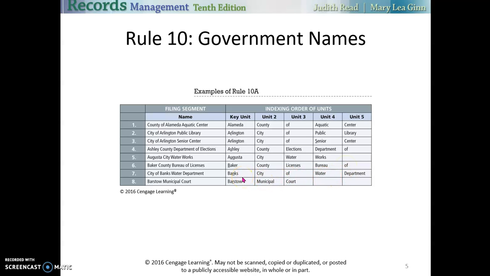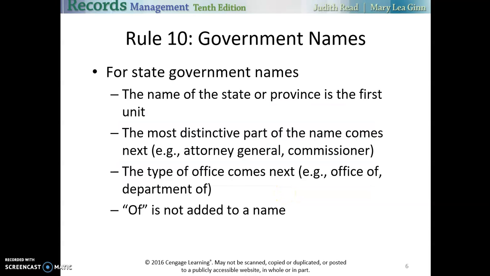City of Banks, Water Department. Right. Banks is the name of the city. City of, and then Water Department. And then Barstow Municipal Court. Barstow, key unit, municipal second, and court third. All right, so you'd never use the word department or bureau for an important unit. Those are all generic. You want to pull out the most descriptive term. So that's for county and city governments.